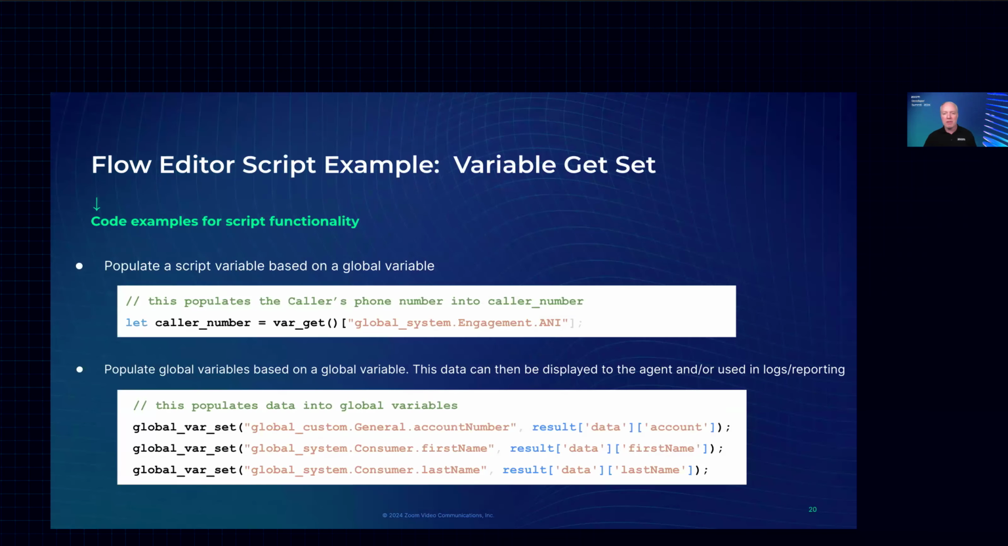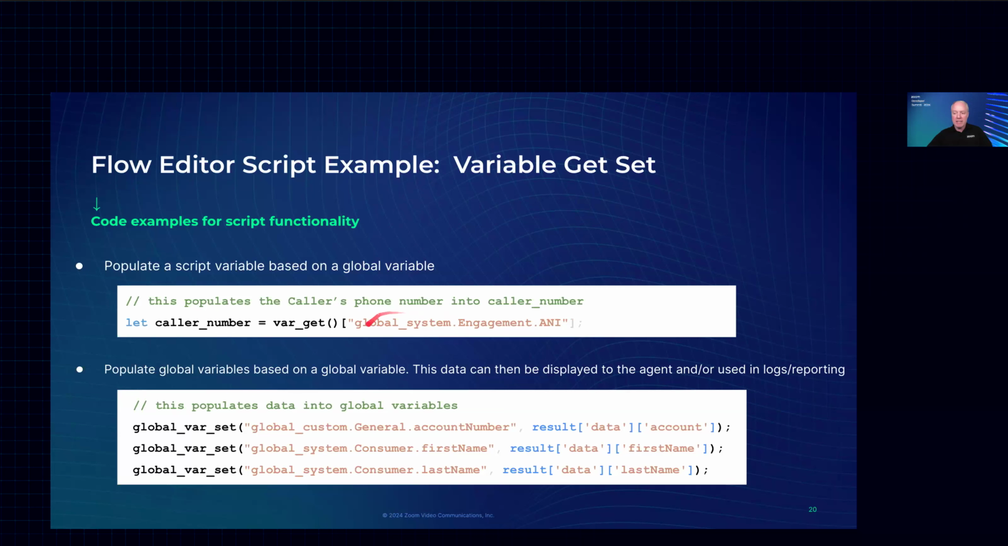So one popular use in scripts is to work with variables, to use get and set functions to get values from variables or set values in variables. Let's take a look at that. So here we have the var_get. This is a built-in function, and it's going to grab the value out of this global variable. There's a global variable called global_system_engagement_ANY, and that variable will be automatically populated with the caller's telephone number for all voice engagements.